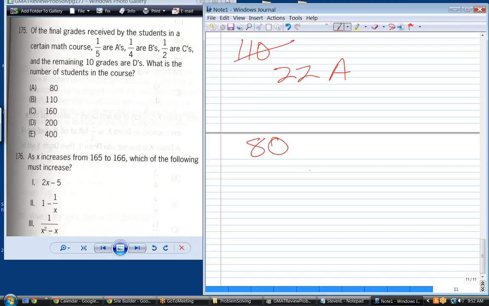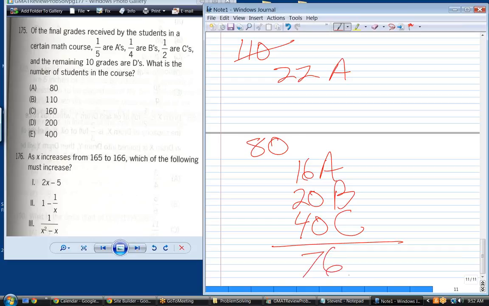What's 1/5 of 80? First of all, how many A's? 16. How many B's? 20. How many C's? 20. And then half of 40. No. And the remaining 10 are D's. Well, that doesn't leave a remaining 10. That's 76. Okay, so that's not it.